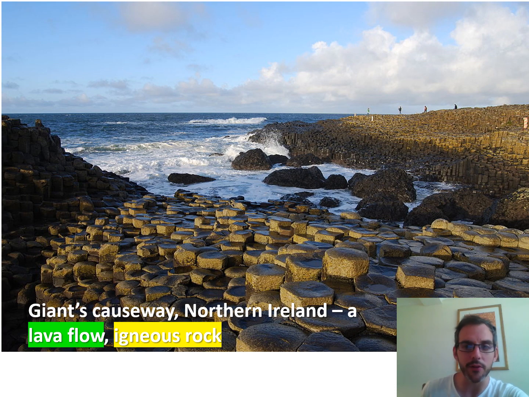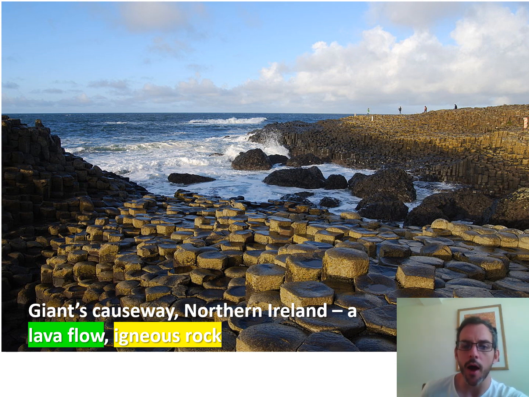The first place I'd like to briefly mention is this place called Giant's Causeway. This is in Northern Ireland, and it's a lava flow, essentially a lava flow at a simple level. It's a lava flow of igneous rock, mainly basalt.